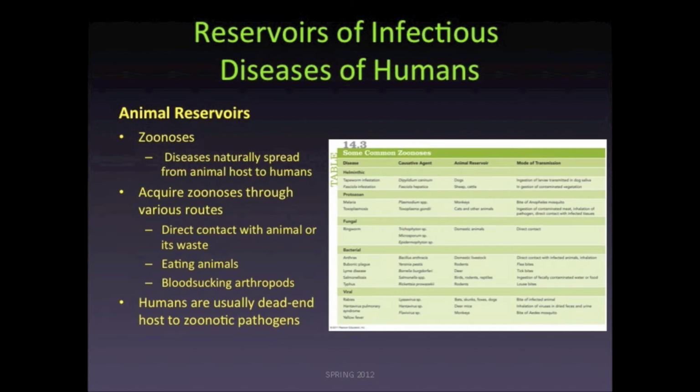The table shows some examples of zoonotic diseases, their causative agent, the animal reservoir, and mode of transmission from reservoir to human host. The human is typically a dead-end host, meaning that humans do not serve as a significant reservoir for the reinfection of animals. This is because of the manner in which the pathogen is transmitted from one host to another.